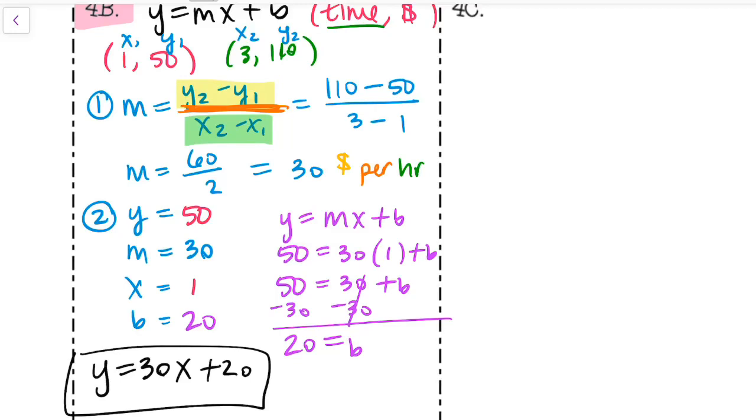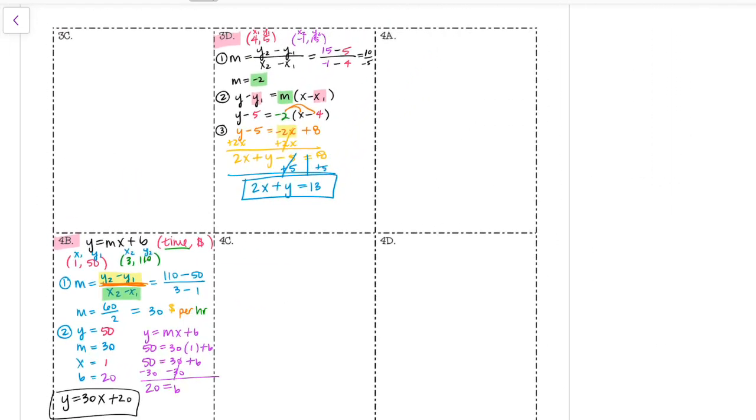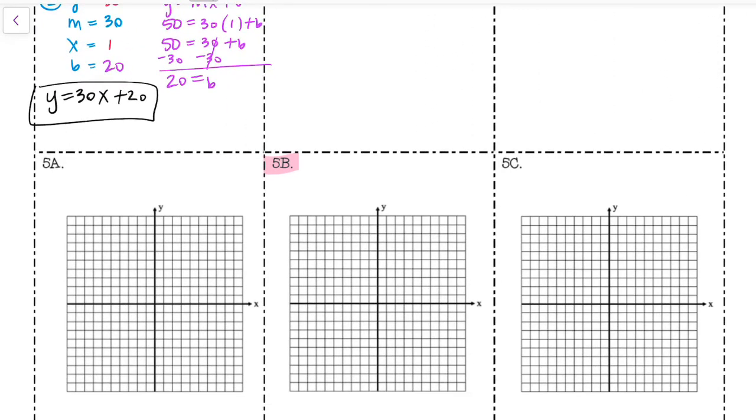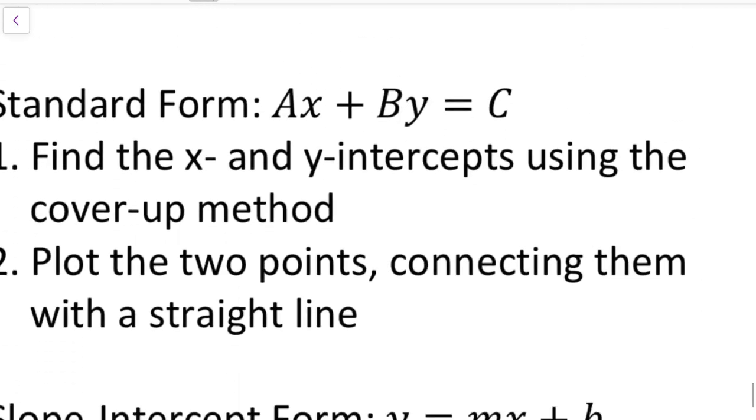Okay, just one more problem that we are going to work through together. So make sure you complete problems A, C, and D from station number 4, and we're going to move on to station number 5. And we have some coordinate planes, some axes. So that means that we get to graph. Station number 5 is all about graphing.